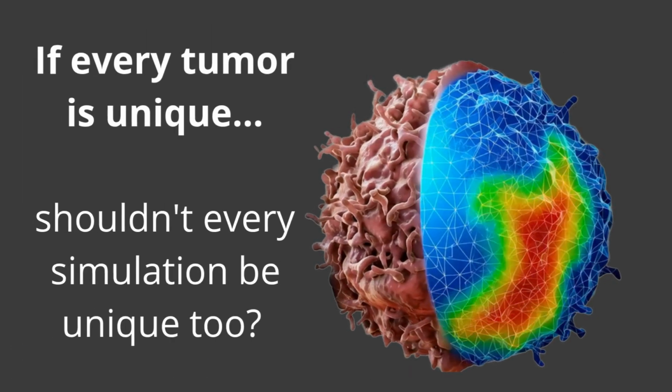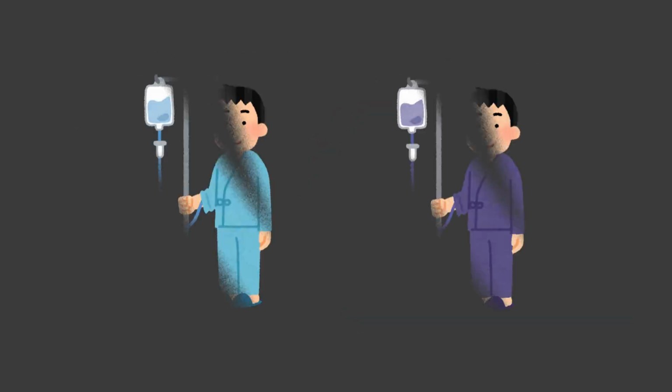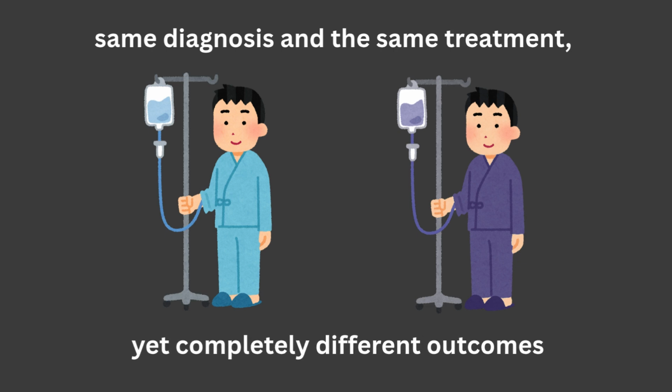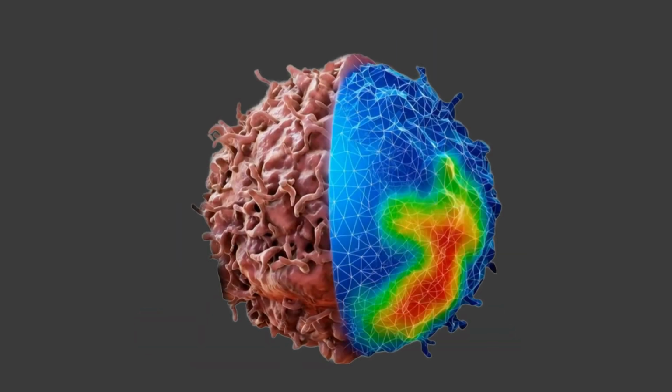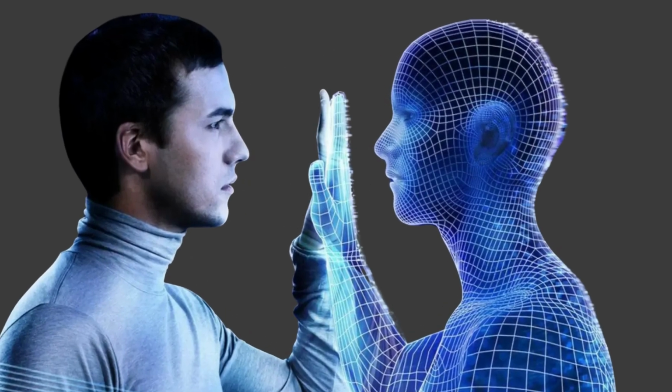The third question is, if every tumor is unique, shouldn't every simulation be unique too? Imagine 2 patients with the same diagnosis and the same treatment, yet completely different outcomes. Why is that? Because every patient's cancer evolves differently, no 2 tumors share exactly the same biology. Researchers are now building something even more ambitious, a digital twin, a living virtual copy of one patient's disease.